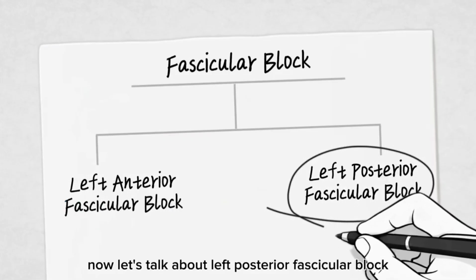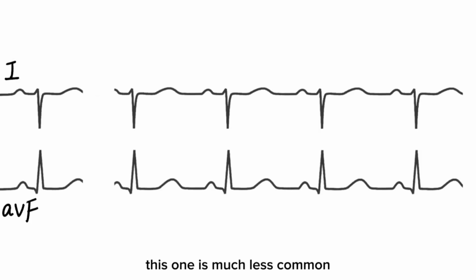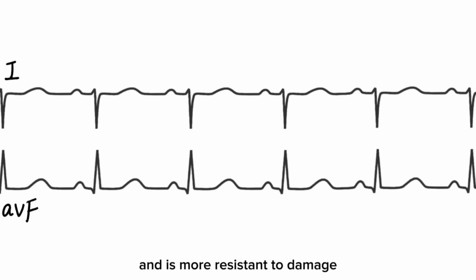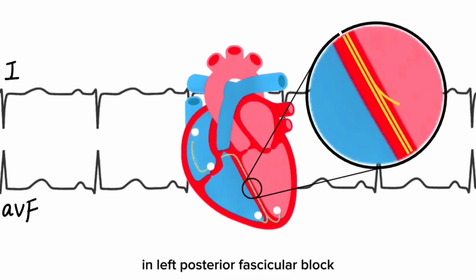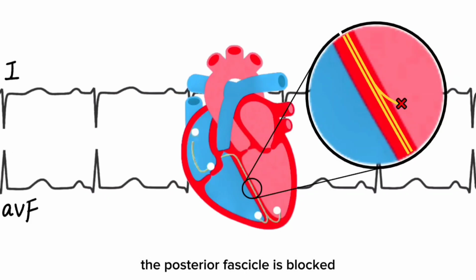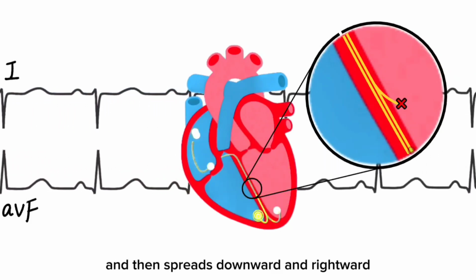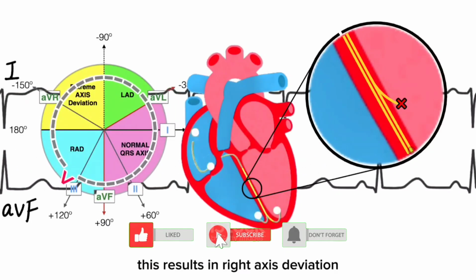Now let's talk about left posterior fascicular block. This one is much less common because the posterior fascicle has a dual blood supply and is more resistant to damage. In left posterior fascicular block, the posterior fascicle is blocked. So the impulse travels down the anterior fascicle and then spreads downward and rightward. This results in right axis deviation.